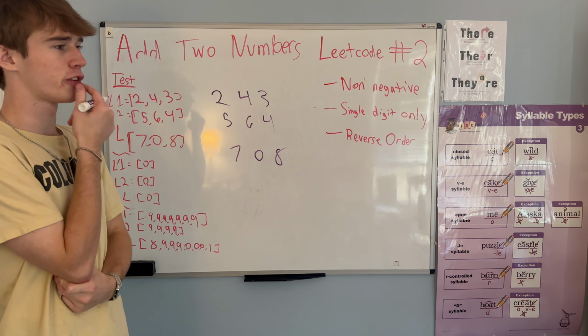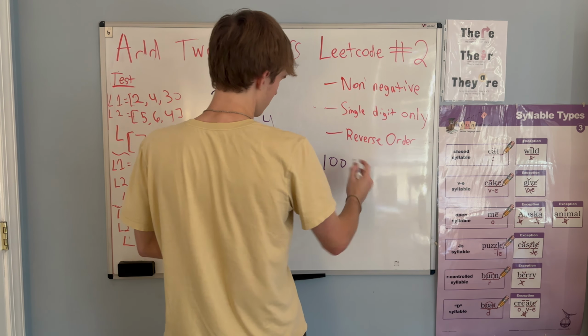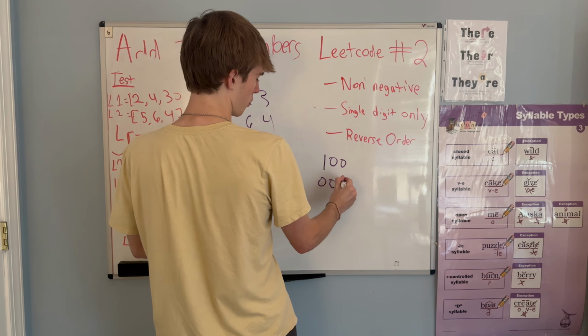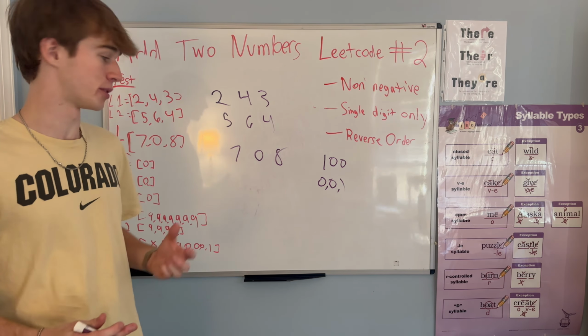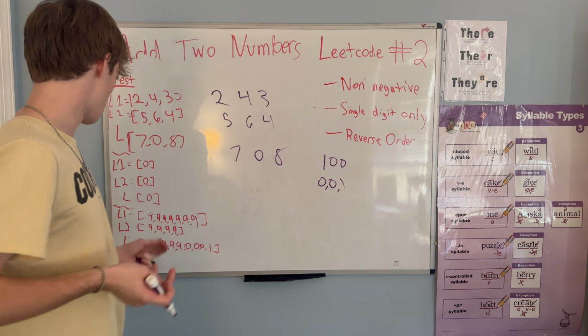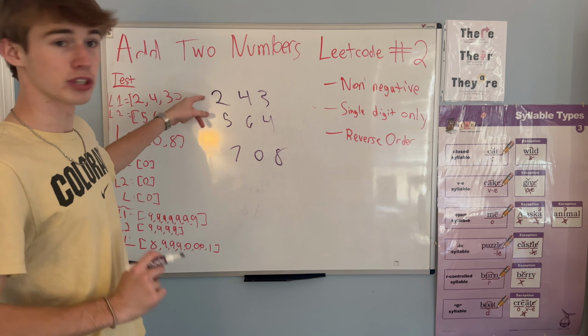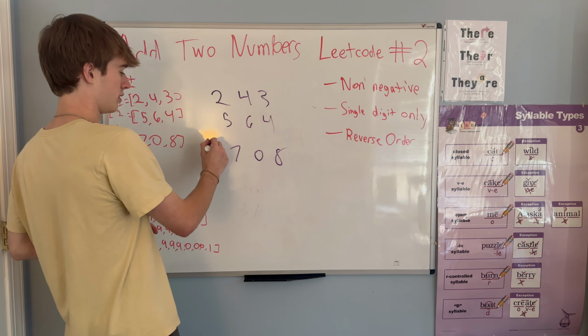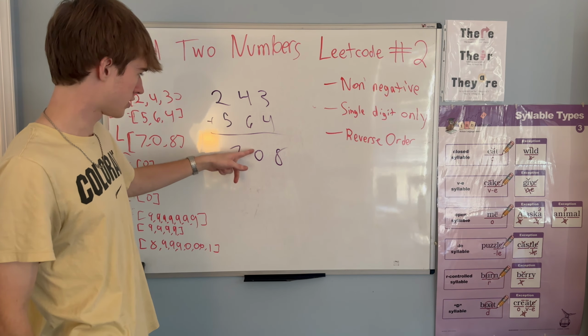So if it's stored in reverse order, we have a number like 100, right? That'll be stored as 0, 0, 1. And the first node in that linked list is 0, which is the ones place. So it looks like each of these numbers starts with the ones place. So let's start with that addition, right? Let's add the ones place first. So 2 and 5 adds to 7. That makes sense. Then 4 and 6, that's 0.